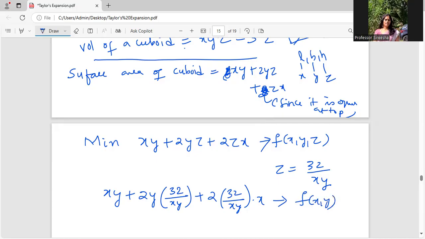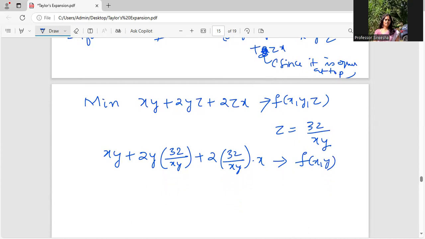Okay. With the procedure that I have described earlier in the previous video. This is my function. This is my function f of x comma y in 2 variables. Now what I need to find is fx and fy, right? Fx, what is that? Dou f by dou x is what I need to find out.